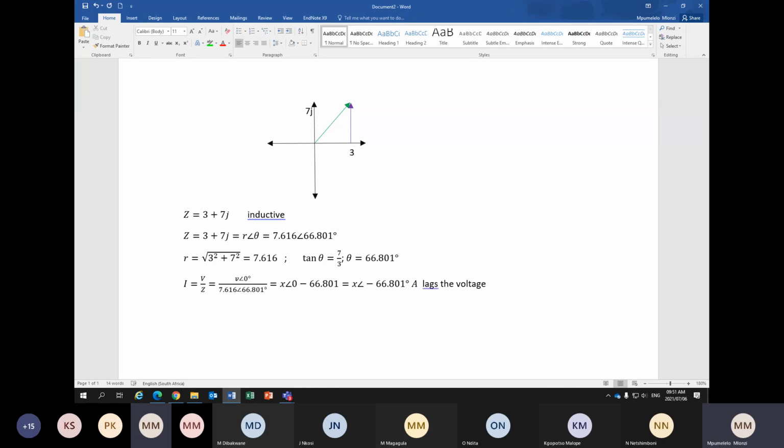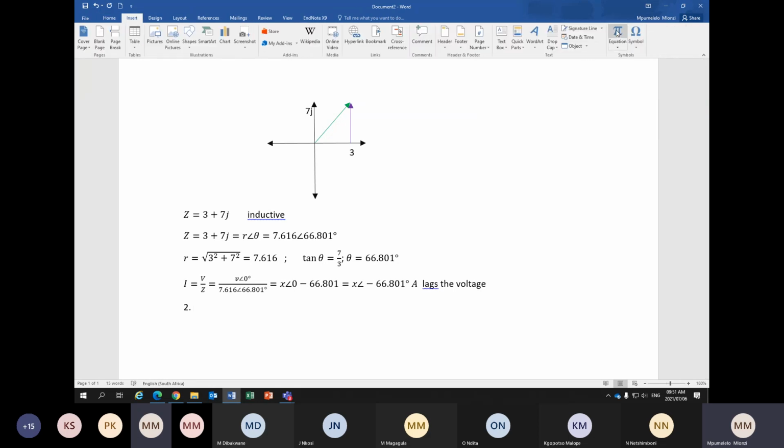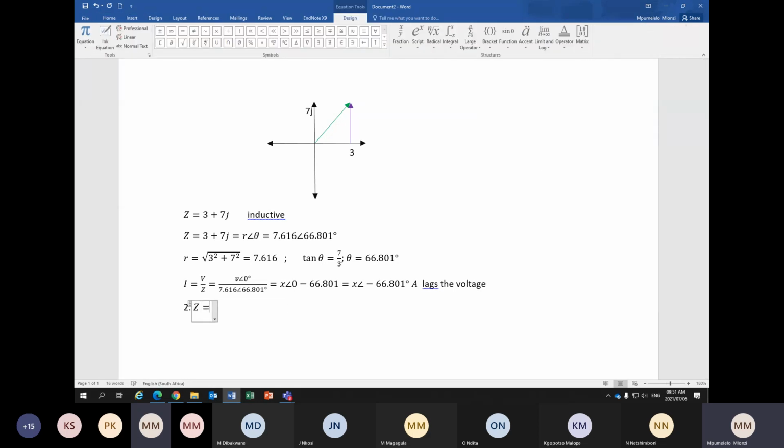Now, let's say now you have a Z being, let's say, 4 plus 5J. Can we quickly convert this to polar form and get the magnitude and the angle?